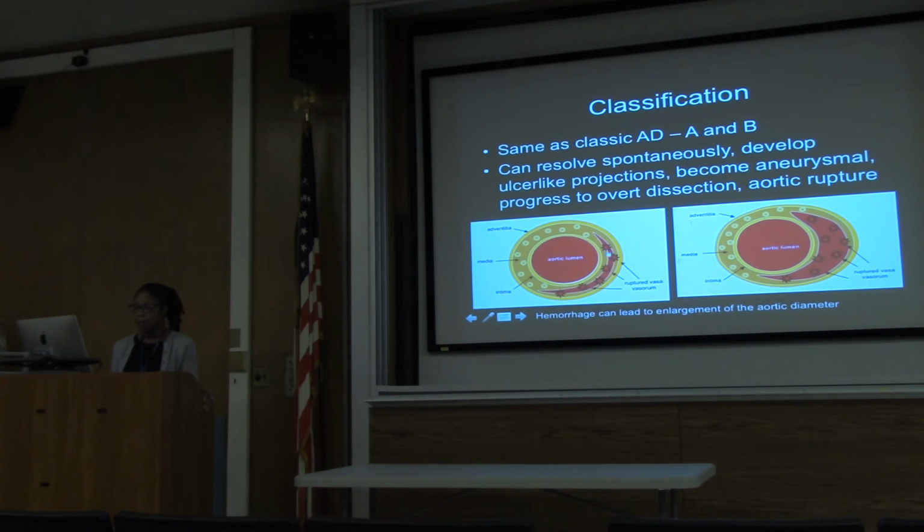So here we have the ruptured vasa vasorum. Here's the hematoma in the media, and it's expanding, and it expands eventually. So there are several outcomes here. They can regress on their own spontaneously. That's one outcome. Or they can progress to a dissection or to an aneurysm. So it's very important to make this diagnosis.